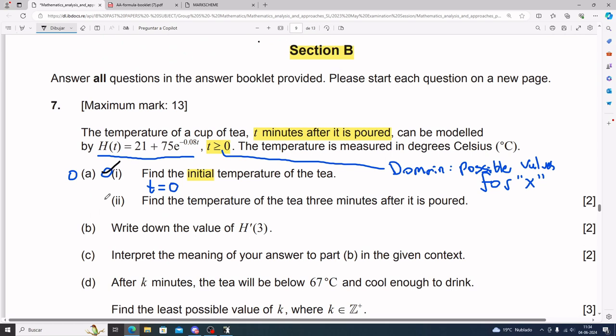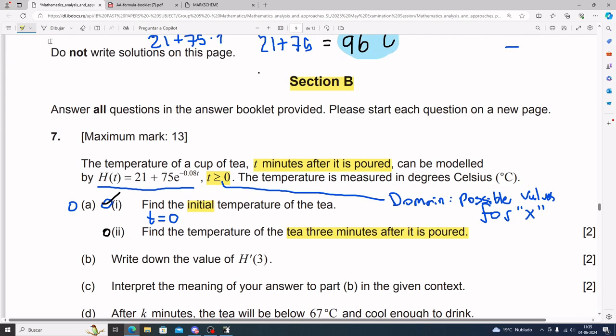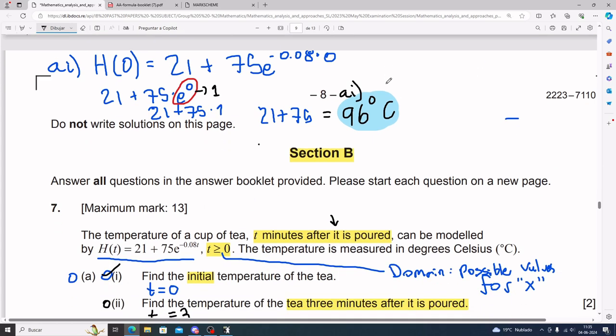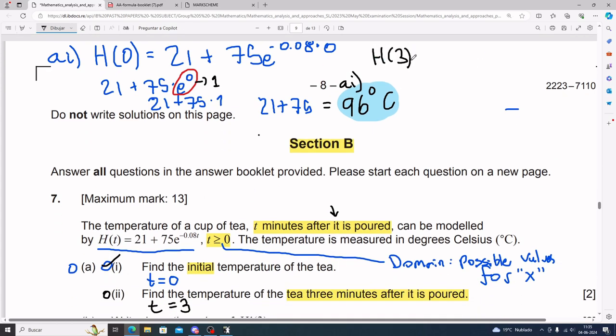Then for part A double I, we need to find the temperature of the tea 3 minutes after it is poured. And so this is also a very straightforward procedure. It tells you 3 minutes after it is poured. And you know that T, as we highlighted earlier, is minutes after it is poured. And so in this case, for part A double I, T equals 3. And so, okay, let's go ahead and find out what T equals 3 is in my function. So if you plug in 3 for T, you end up with 21 plus 75 times E to the power of negative 0.08 times 3.